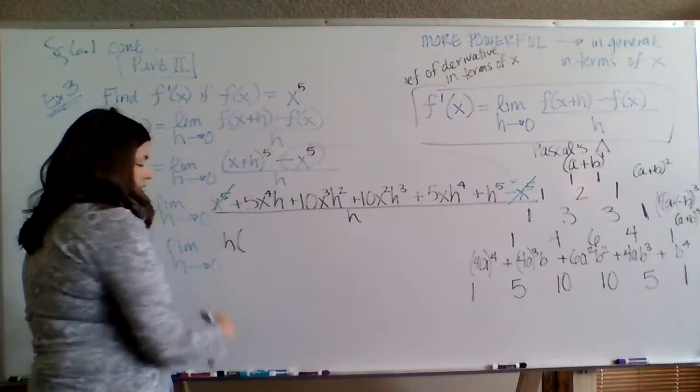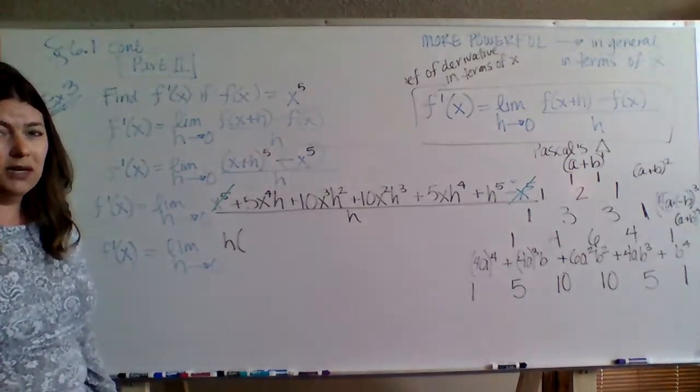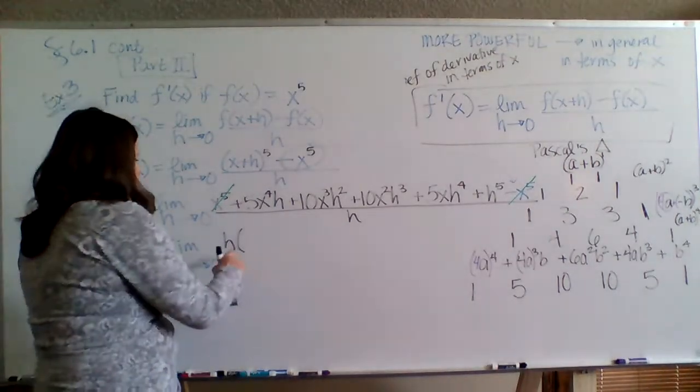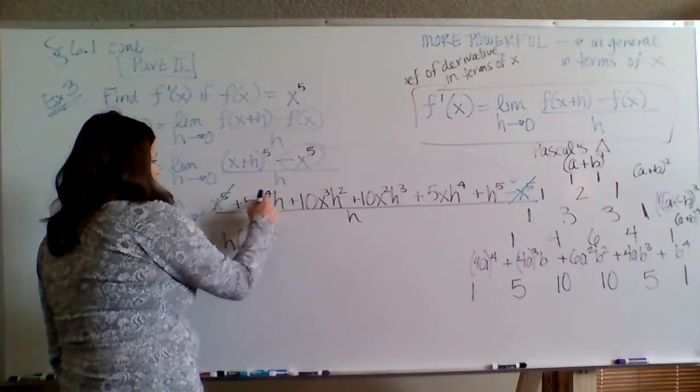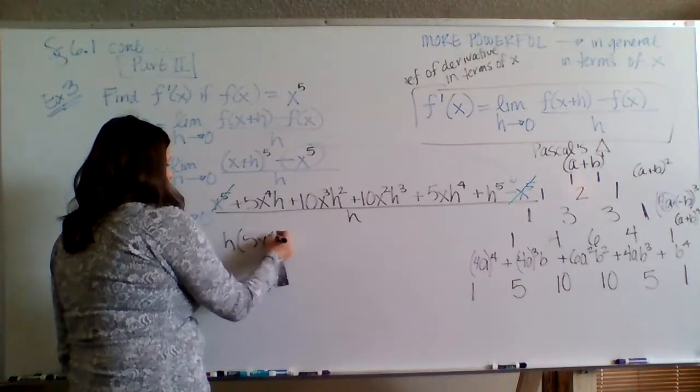Notice my limit notation is still there. I haven't evaluated the limit yet. I haven't got rid of the bad factor yet. So if I took out h to the first power, what did I have? 5x to the fourth left. The h is already there. It's already accounted for.